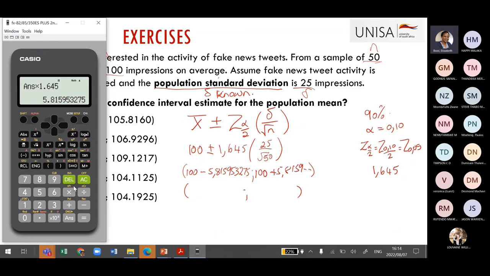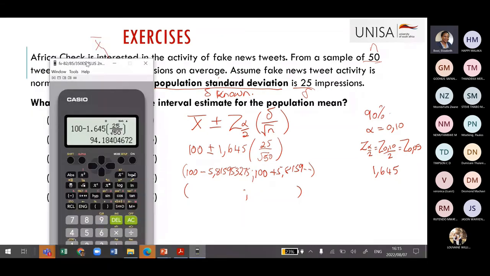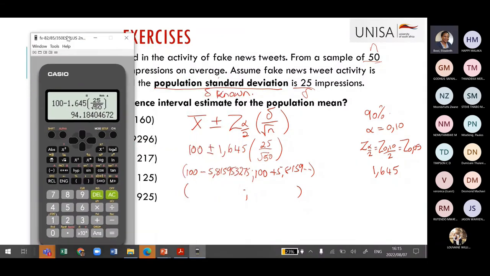So I'm going to use those with the Casio calculator. Easy. You're going to use the whole equation as it is. I'm going to start with 100 minus. I'm going to do the minus first. And I'm going to say 1.645. And I'm going to open the bracket and include my fraction, 25 divided by the square root of 50, and go out again and close the bracket and say answer, and the answer is 94.1840. 4 decimals, so 94.18.